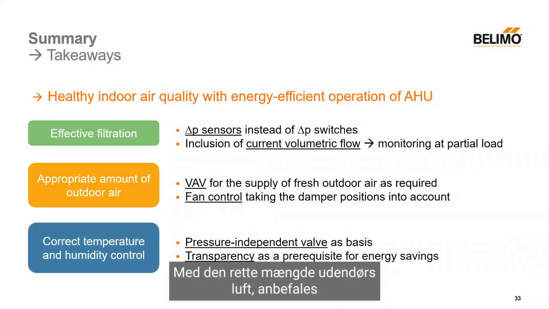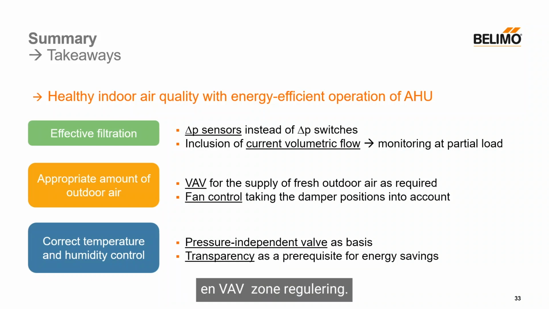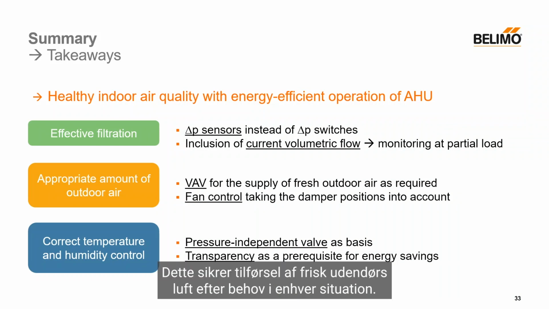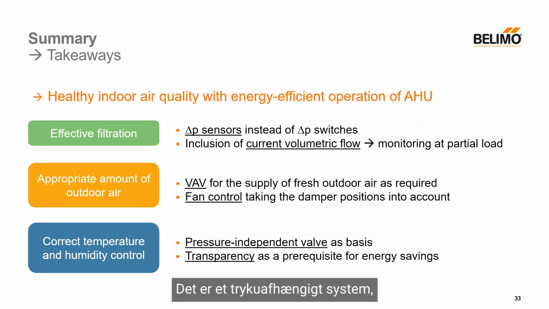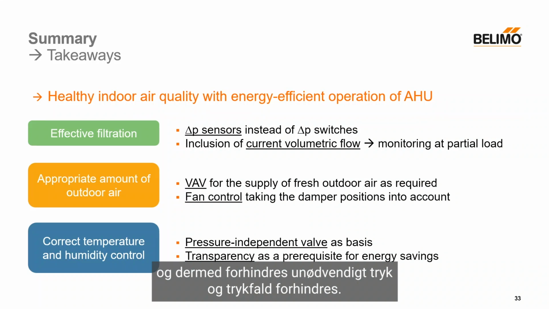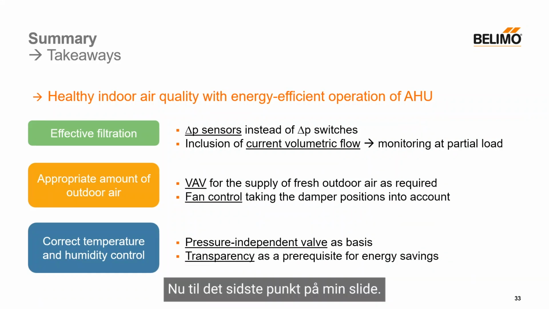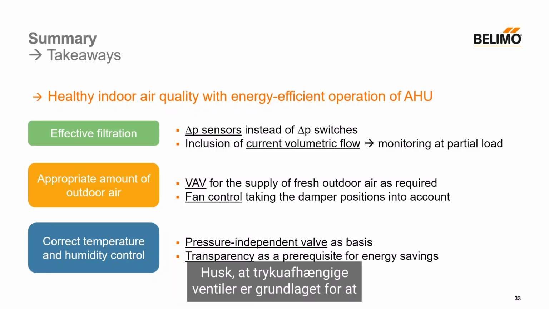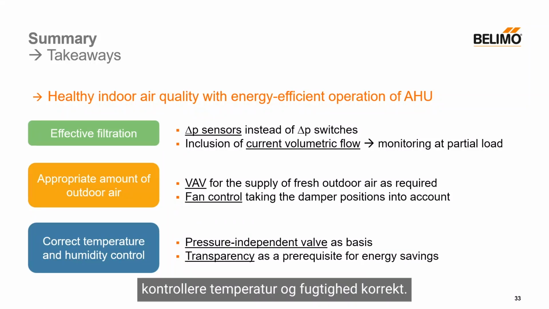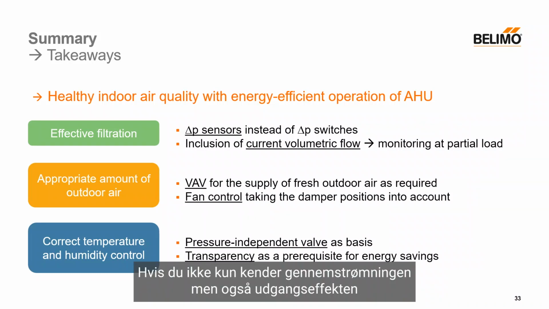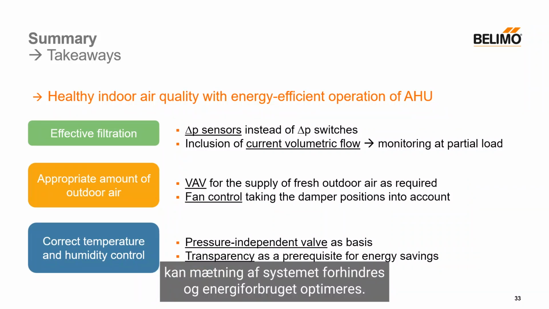With the appropriate amount of outdoor air, a VAV zone regulation is recommended. This ensures the supply of fresh outdoor air as required in any situation. It is a pressure-independent system that provides the basis for saving energy. With the optimized fan control by the fan optimizer, the damper positions are taken into account and thus unnecessary pressure drop is prevented. Now to the last point on my slide. Remember that pressure-independent valves are the basis for controlling temperature and humidity correctly. If you know not only the flow rating but also the output power, saturation of the system can be prevented and energy consumption optimized.